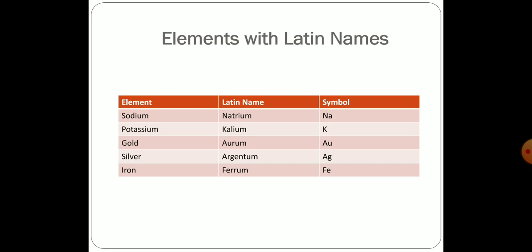Now, from here, I take the symbols. From natrium, I take Na. From kalium, I take capital K. Then from aurum, Au. And for silver, again, I cannot take A, so I take Ag. Then I have my iron, Fe, from ferrum.